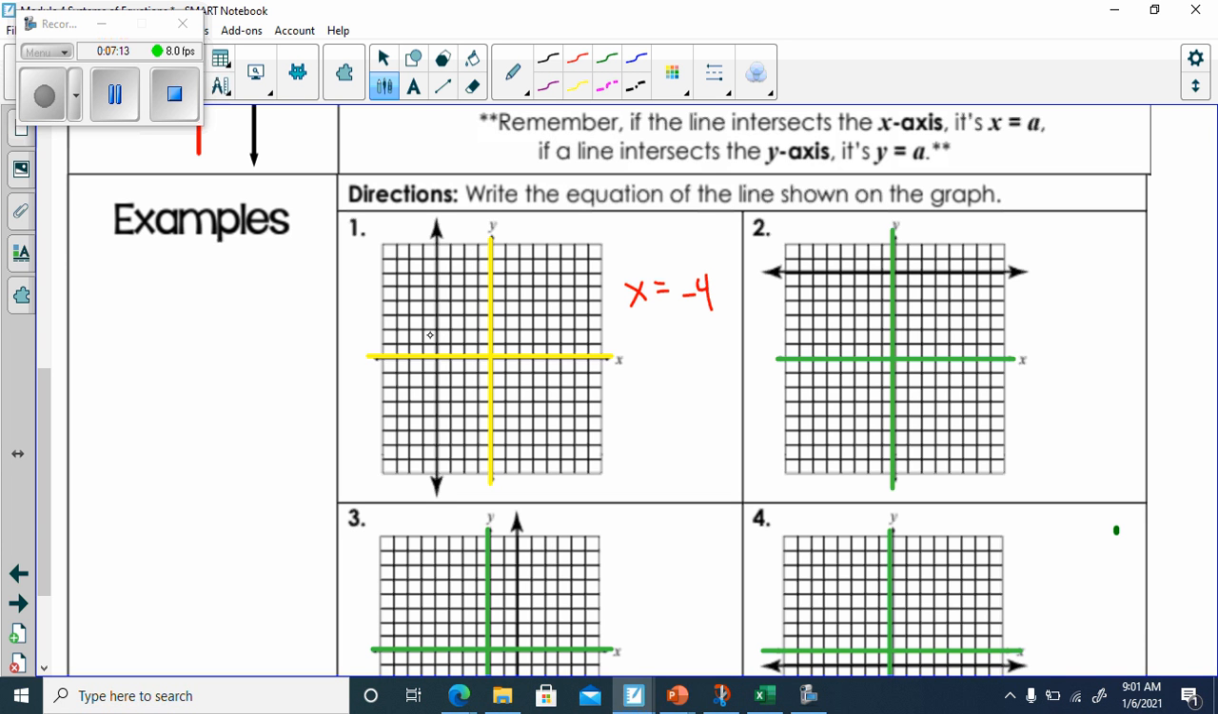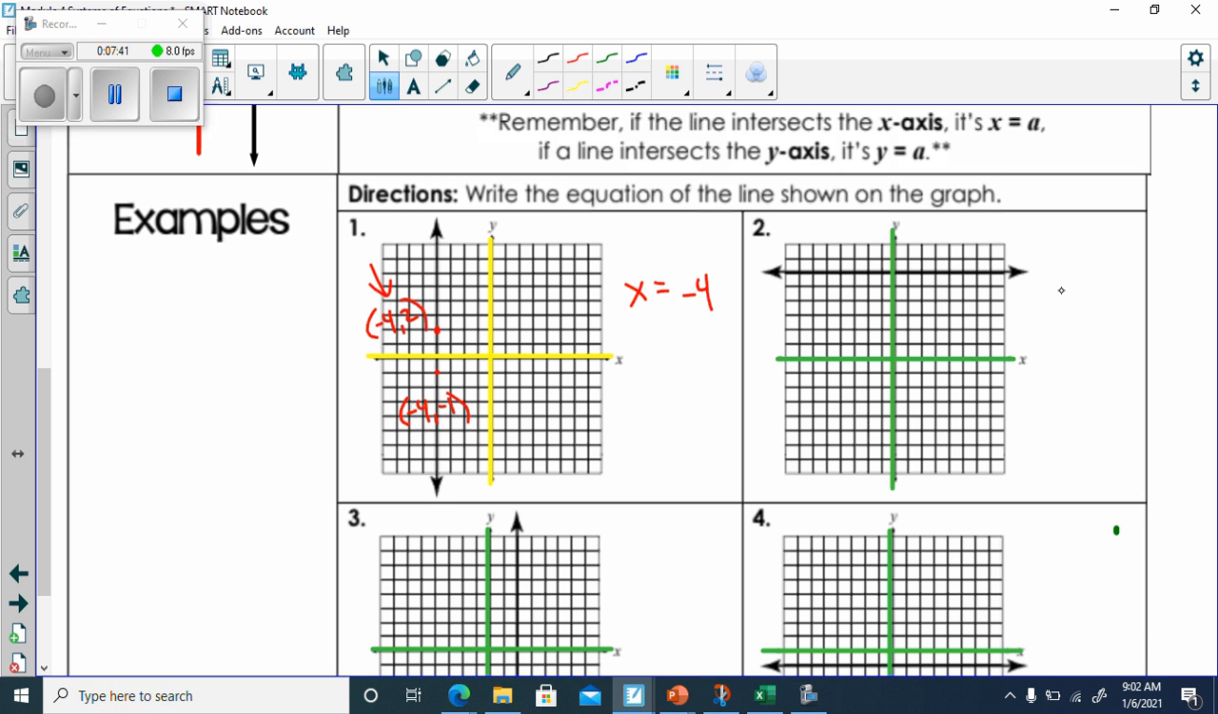If you want to check it, grab a couple of points on here and let's see what their coordinates are. This one is at -4, -1. This point is at -4, 2. Look, in both cases, my x is -4. X equals -4.